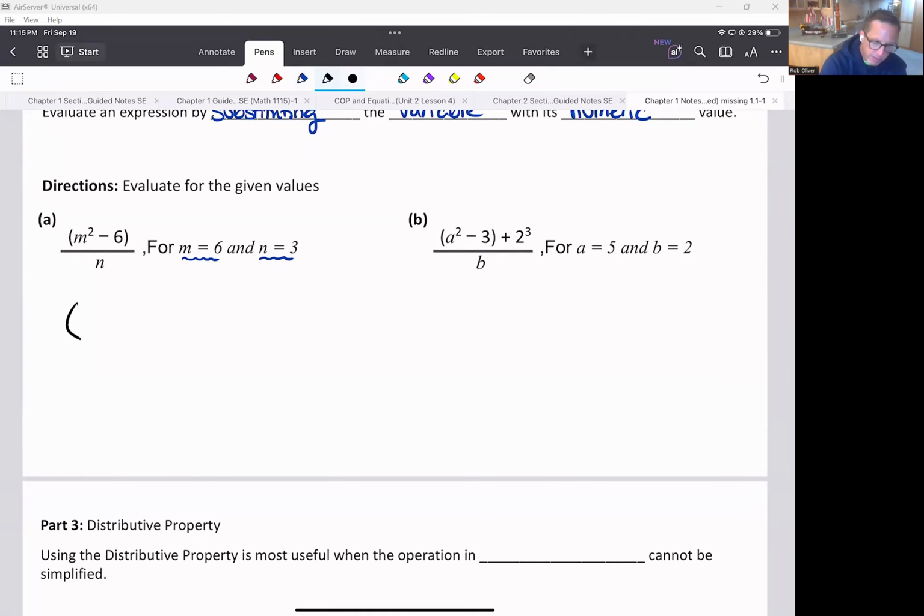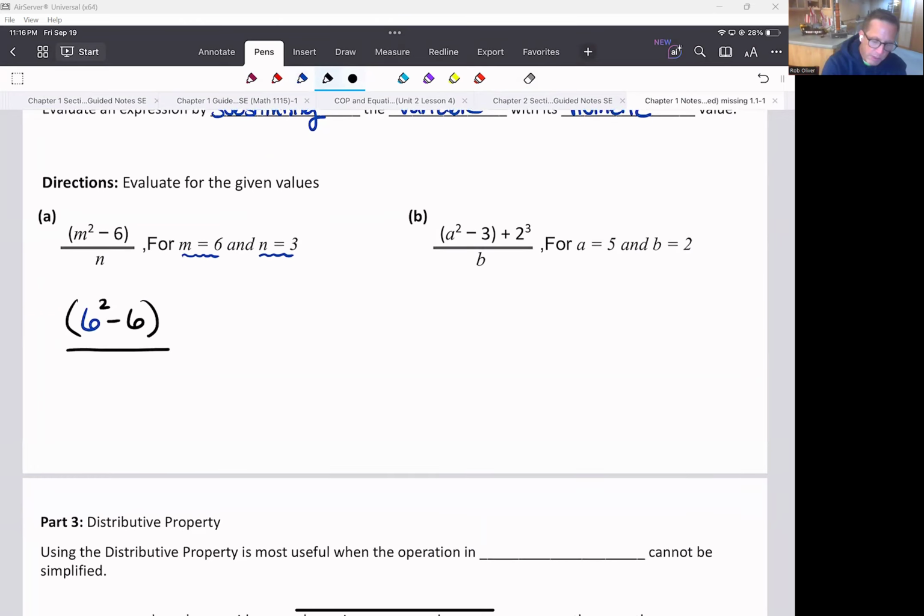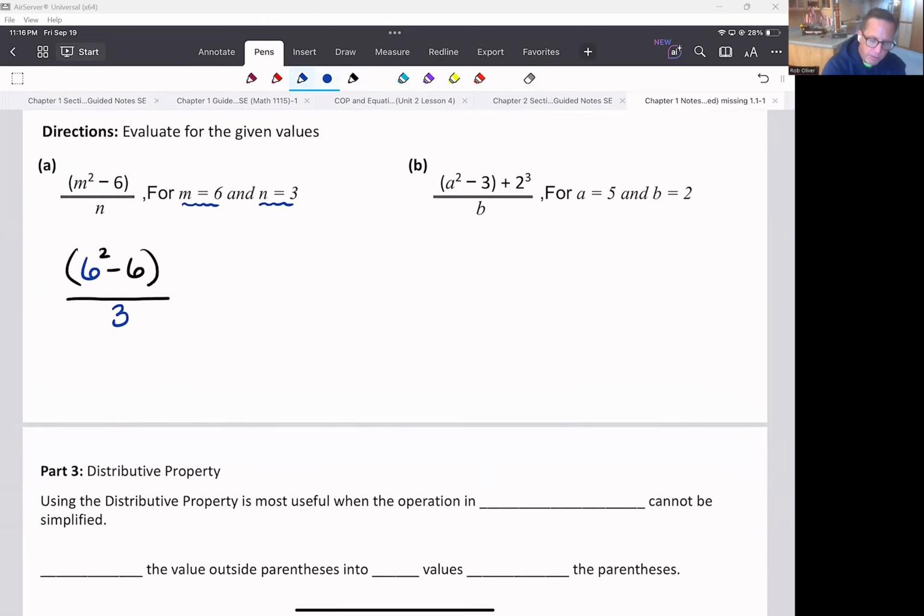So we're going to put 6 in place of m, and in place of n, we're going to put 3. See how that works? Then we're just going to follow order of operations as much as we can. So here, we're going to do that first. 6 squared is 36, right? And here, I'm going to take it slow and steady. So 36 minus 6, all divided by 3.